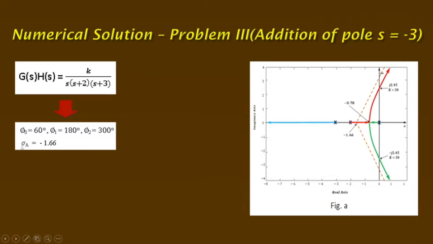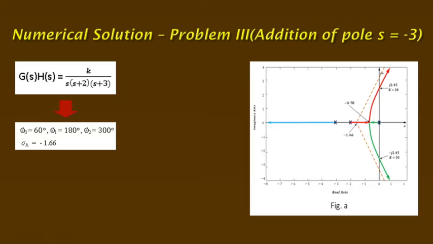from this centroid of asymptote. Then calculate the centroid of asymptote. Sigma A equal to 0 minus 2 minus 3 minus 0 divided by 3 minus 0. So this is equal to -1.66. So this point is -1.66.